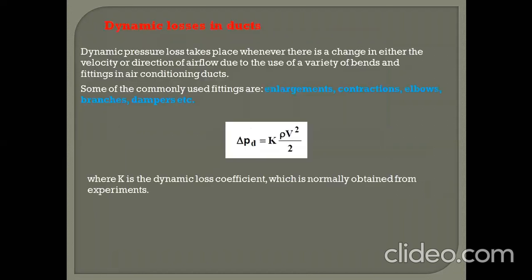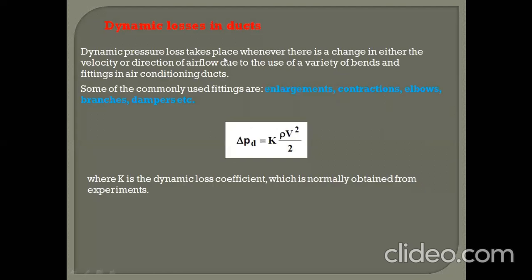So today we'll discuss dynamic losses in the ducts. After calculating the friction losses, the second important loss is the dynamic losses. So calculation or estimation of dynamic losses is very important while designing a duct. Dynamic losses take place whenever there is a change in either velocity or direction of airflow due to a variety of bends and fittings in air conditioning systems.